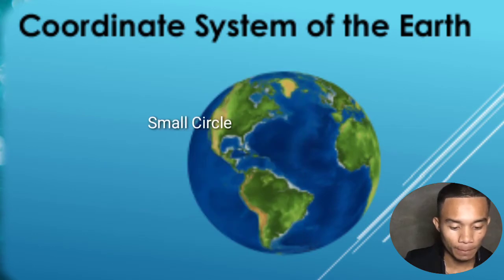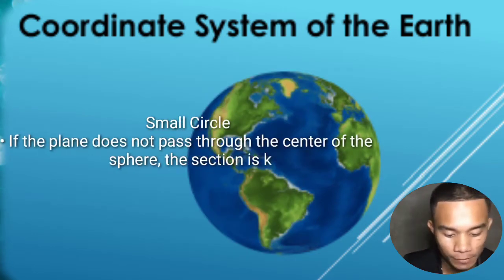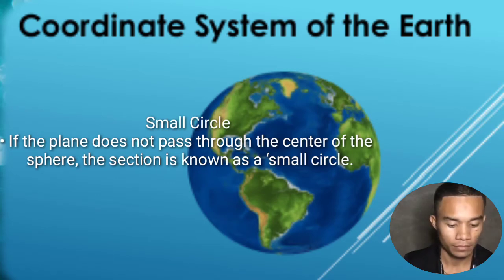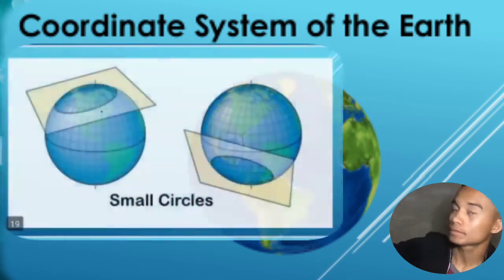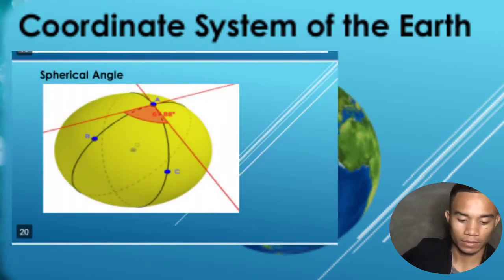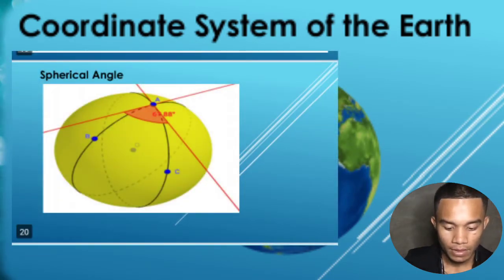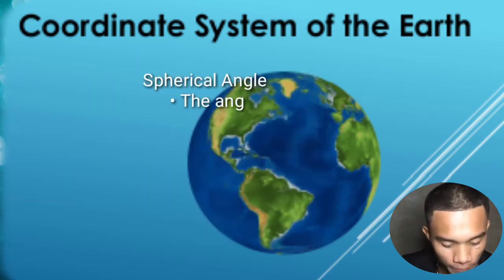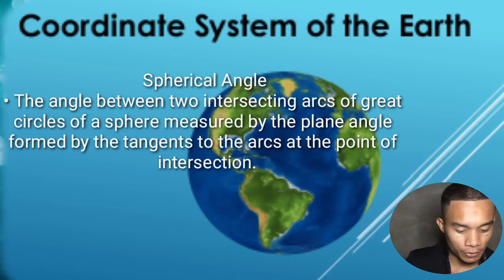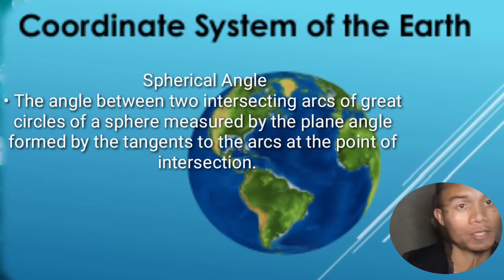Small circle. If the plane does not pass through the center of the sphere, that section is known as a small circle. Spherical angle. A spherical angle is the angle between two intersecting arcs of great circles. It is measured by the plane angle formed by the tangents to the arcs at the point of intersection.